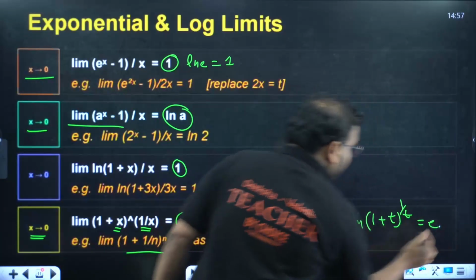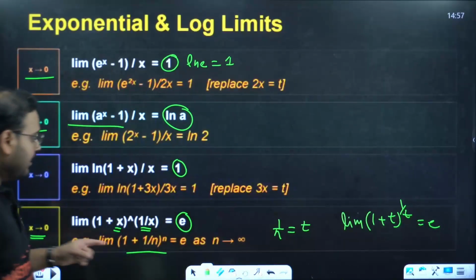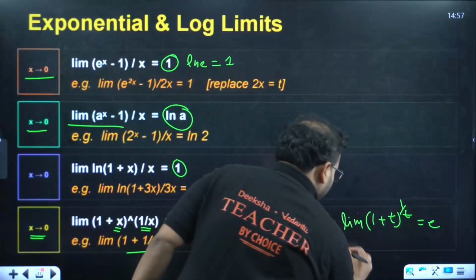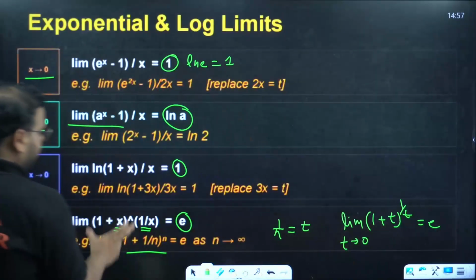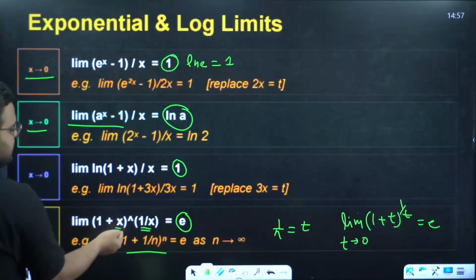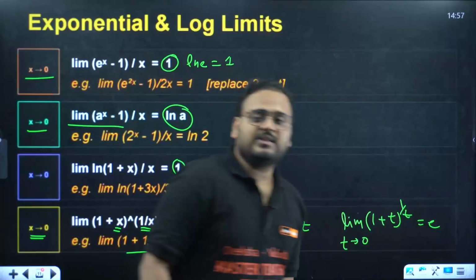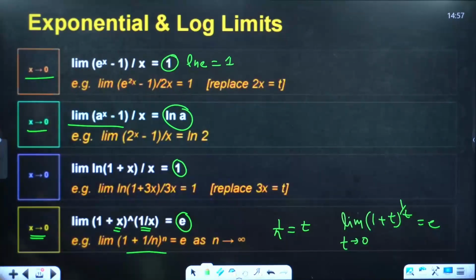Provided, cross check. If n is infinity, then 1 by n will be what? 0. So you'll have t tends to 0. Now if you want, cross check this part with this part. They're the same. Limit (1 plus x) power 1 by x is e. Limit (1 plus t) power 1 by t is e when x tends to, or t tends to 0. They are the same condition, just reversed.